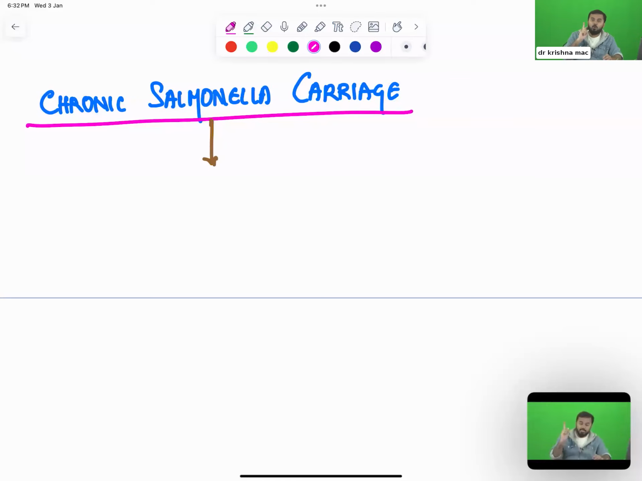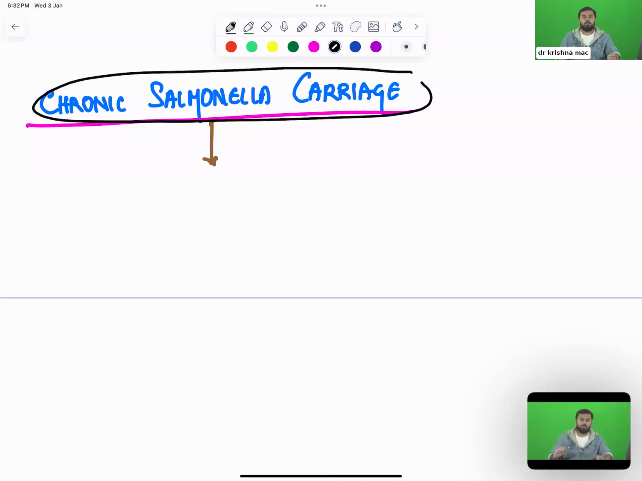Now, there is another concept. This concept is called chronic salmonella carriage. What is this chronic salmonella carriage? For example, let us say I am having chronic salmonella infection. Now, I don't have any symptoms at all. But whenever you check the stools continuously for 12 months, my stool will be positive for salmonella.